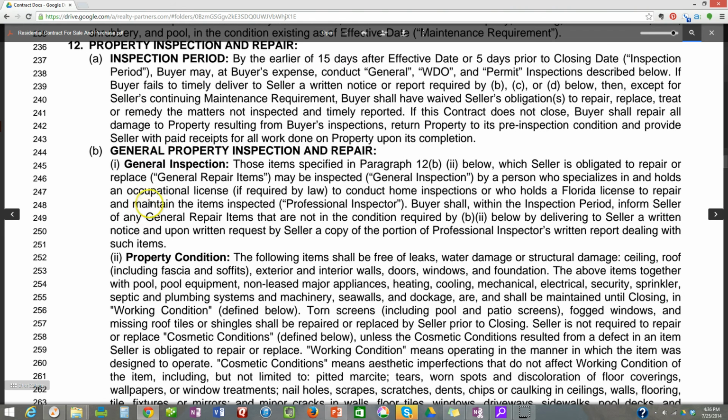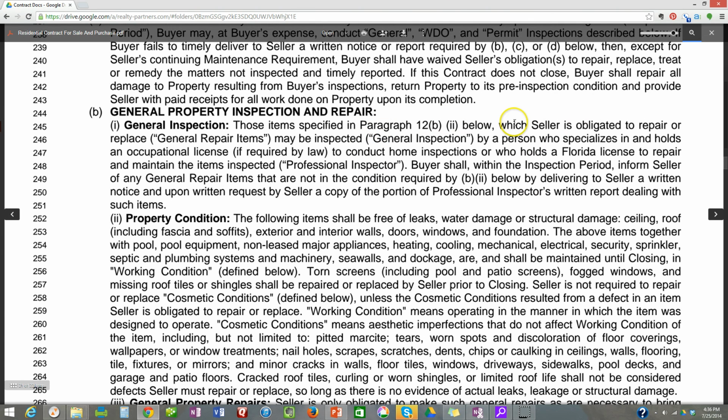So here are the different kinds of inspection. You get the general inspection, those items specified in paragraph 12b below, which seller is obligated to repair or replace. General repair items, used to call it warranted items, may be inspected by a person who is licensed. If you want to have an unlicensed inspector or self-inspection, you need to have an addendum to the contract to allow that. Otherwise, you must hire a licensed person.